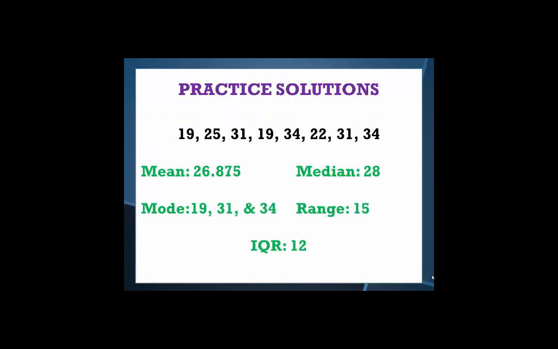Here are the solutions for your practice set. As you can see, in this case, the mean is not a whole number. It does come out to be a decimal. Also, the mode in this case are 3 numbers, because there are 3 numbers that show up 2 times, which is the most for this set of data.